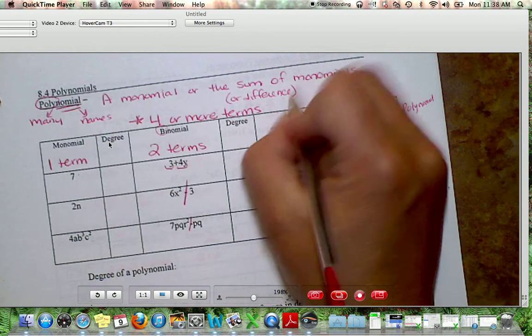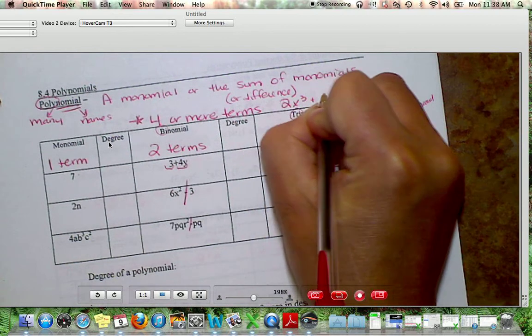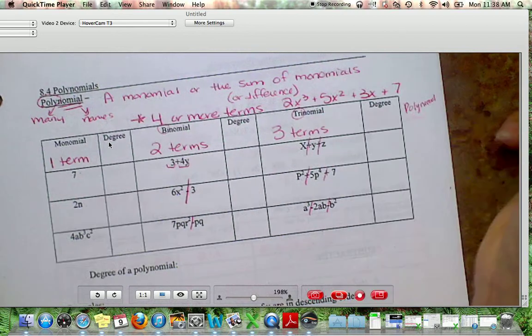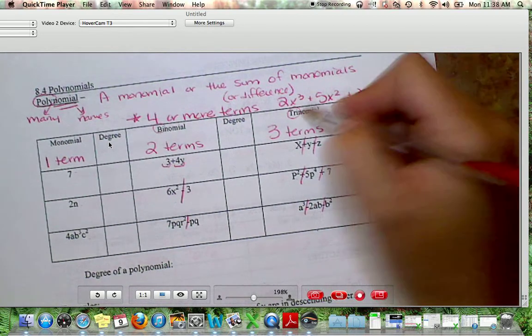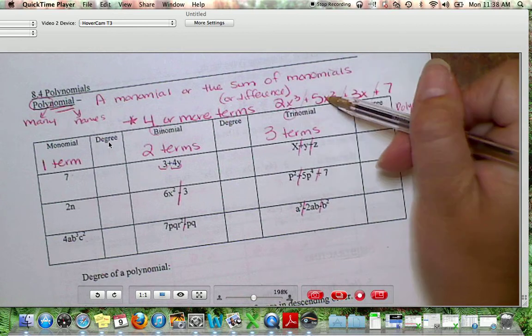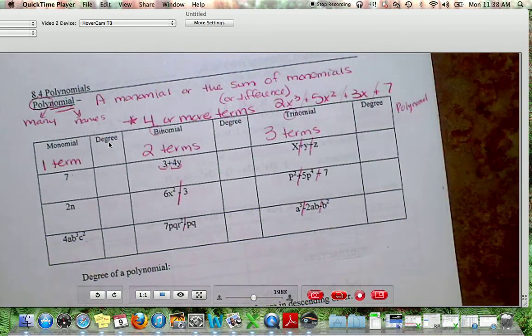So for example, 2x cubed plus 5x squared plus 3x plus 7. And any of those could be subtraction too, but 1, 2, 3 breaks, which creates 1, 2, 3, 4 terms, or 5 terms, or 10 terms, or 50 terms, whatever. If it's got 4 or more terms, then it falls into the polynomial category.